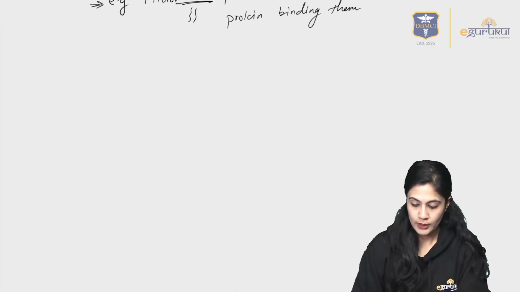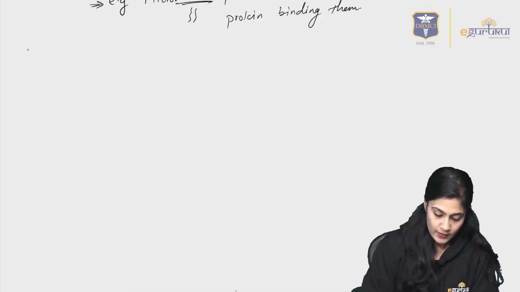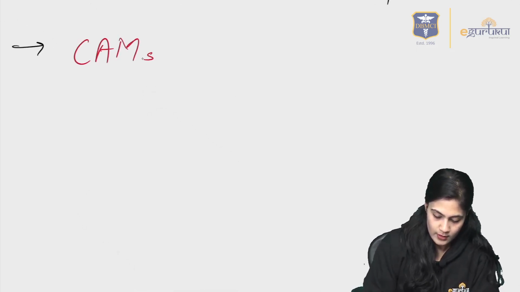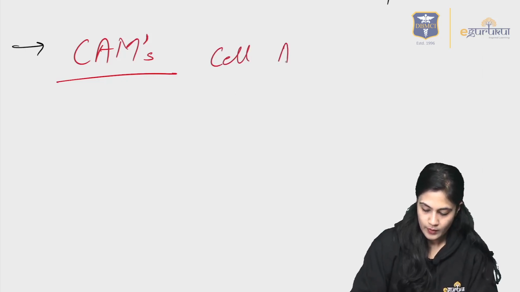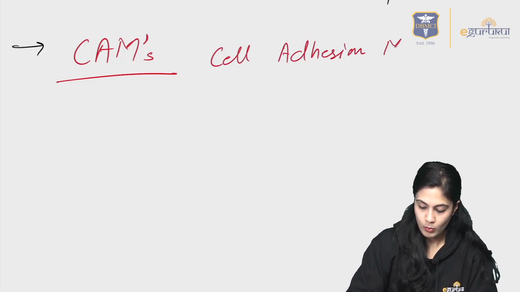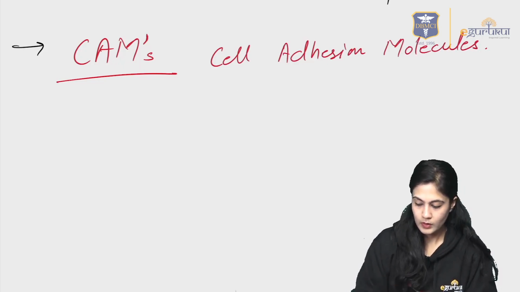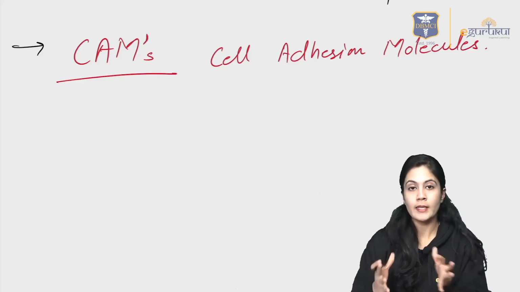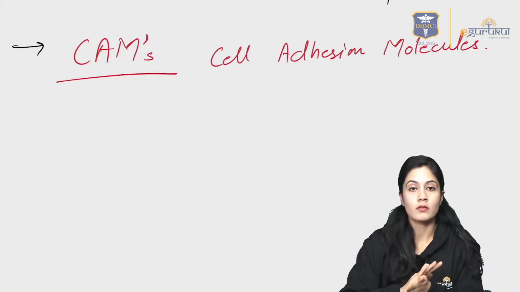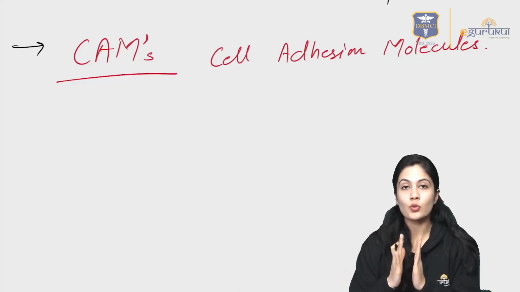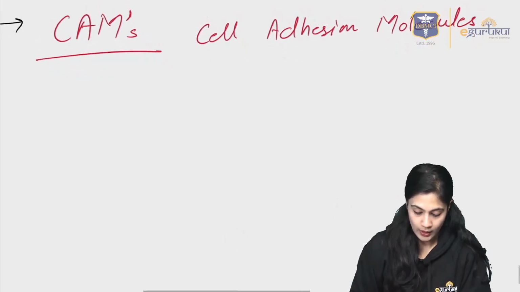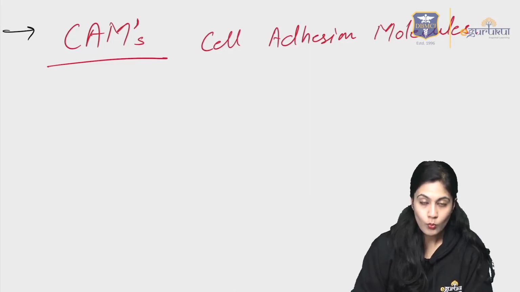So let's move on to the next part, that is the CAMs. You have heard of CAMs a lot because examiners are fond of asking about them. Now what are CAMs? They are cell adhesion molecules. They are like glue, right? They can stick two cells to one another. It is like a glue. So what is the glue?